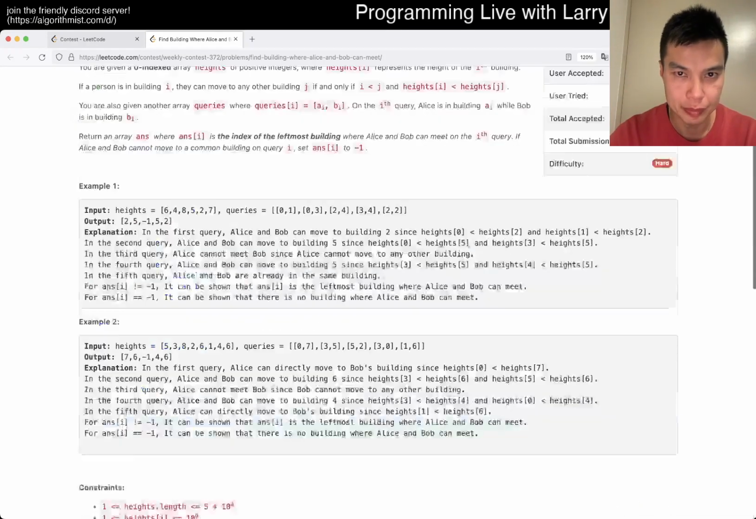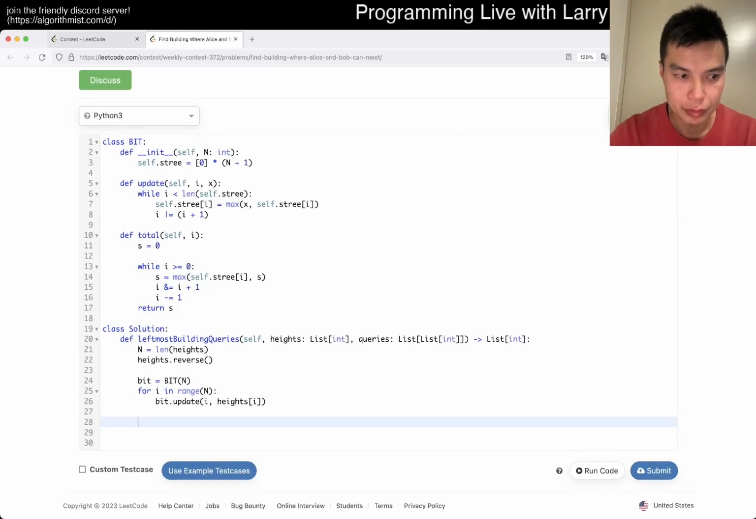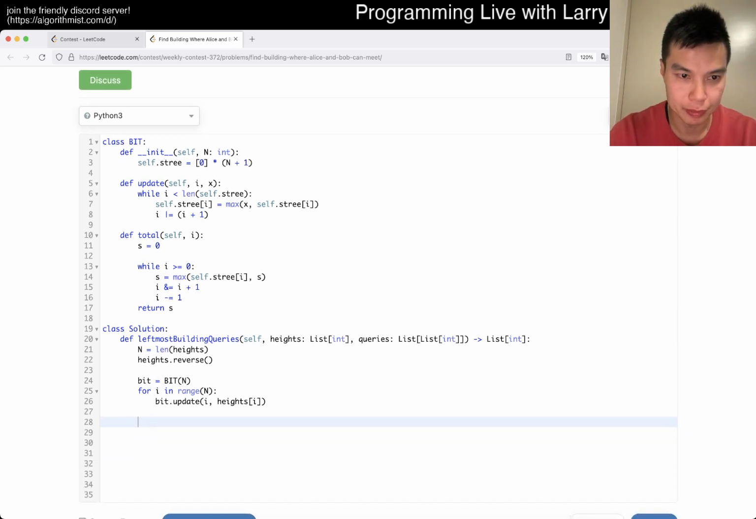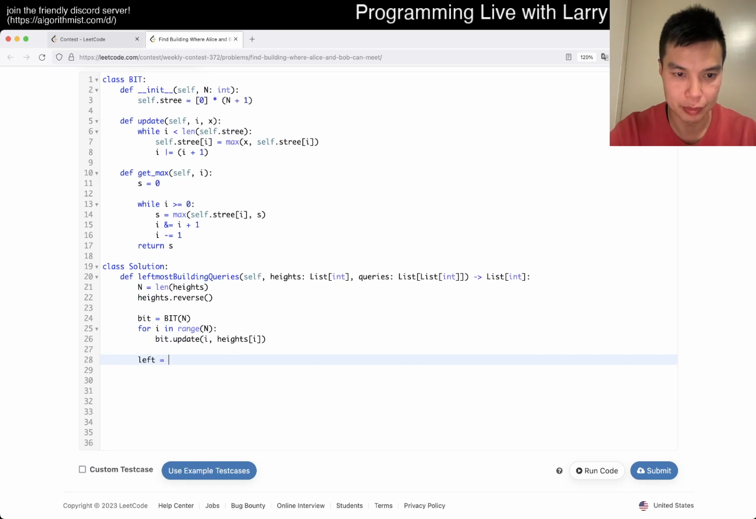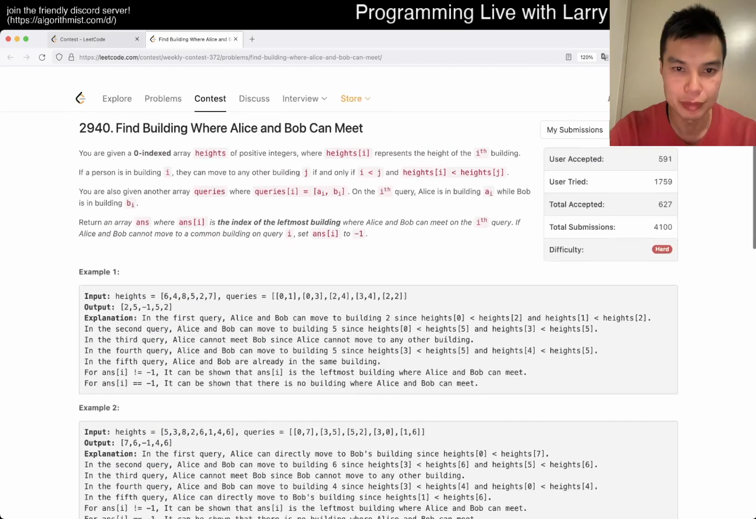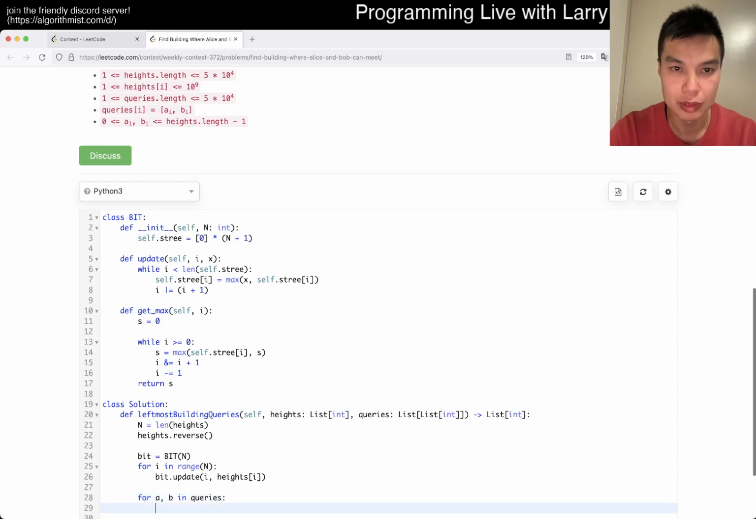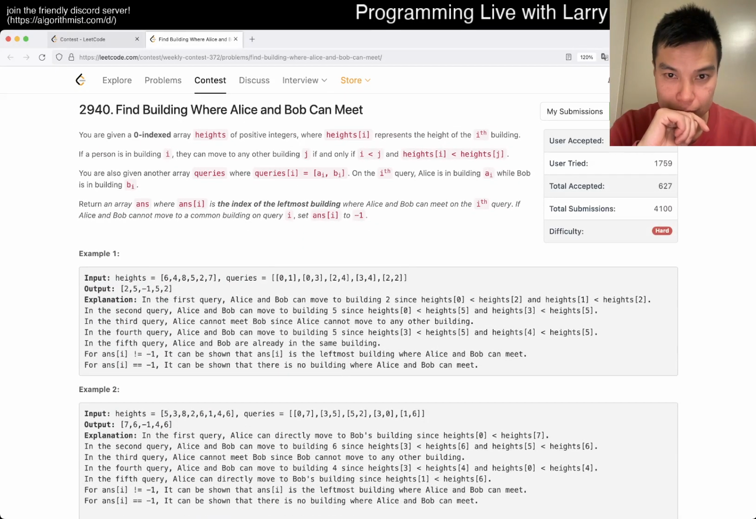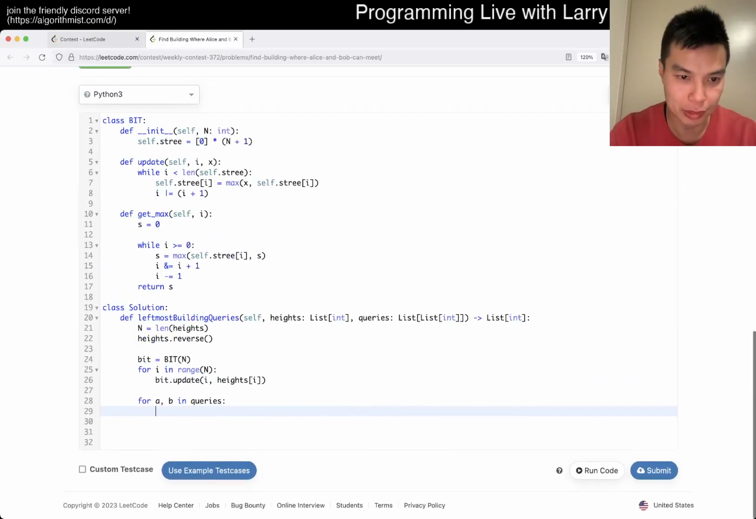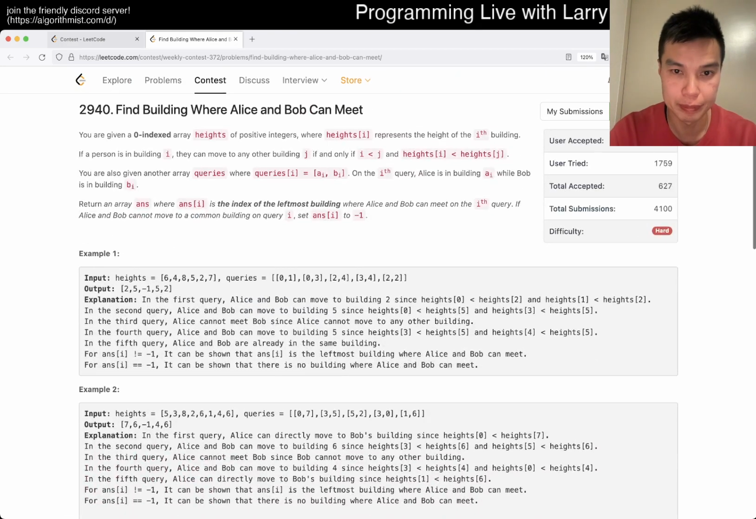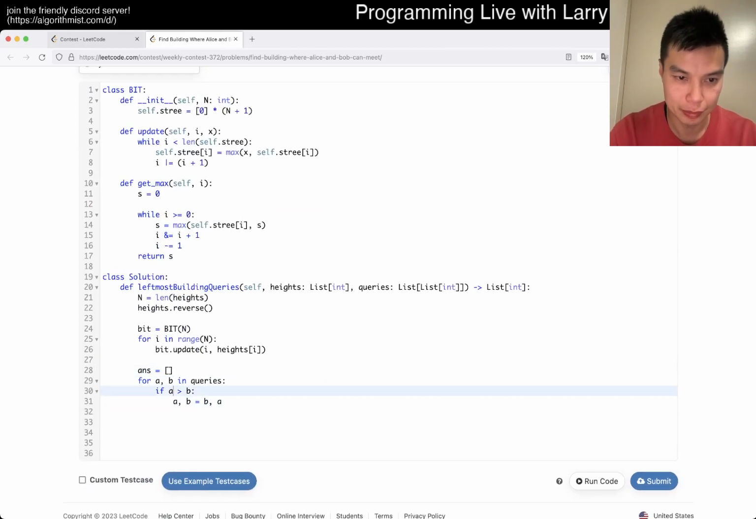All right. Wait. No, that's right. Should be good. And this is get max, I think. Oh wait, this is per query, okay, fine. So for A, B, is A always less than B? Nope. Okay, whatever, we'll do it. And then now A is less than B. Answer array. Yeah, I'm just lazy.